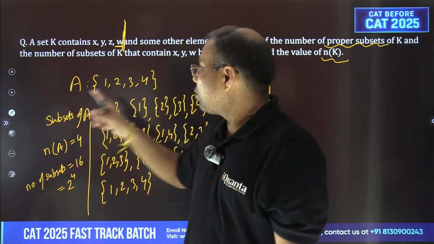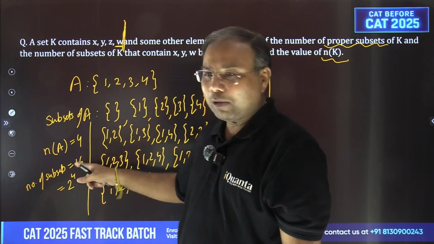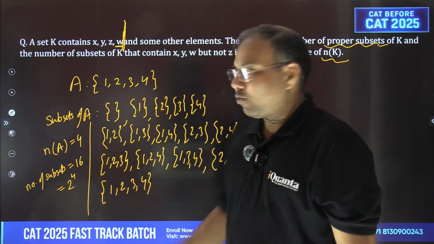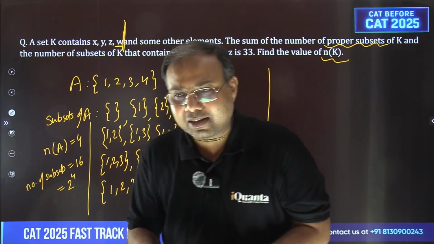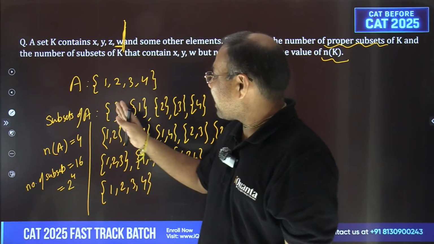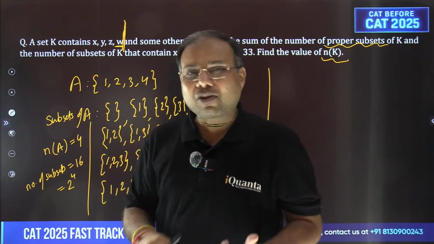We need to know only the number of elements contained. If the number of elements is 4, the number of subsets is 2 power 4, which is 16. Fine. So we took this example and we counted that. By the way, there is one more way to understand this. So rather than writing all the subsets, we could have thought in that way. Listen carefully now.